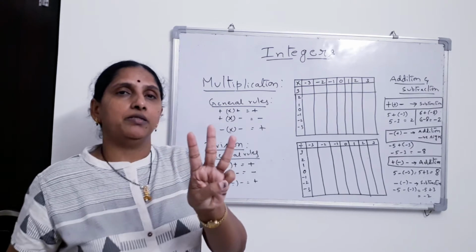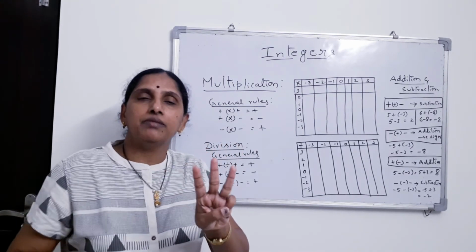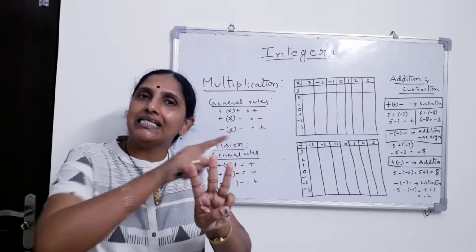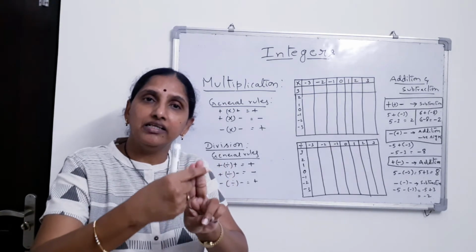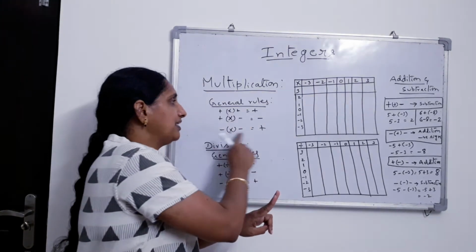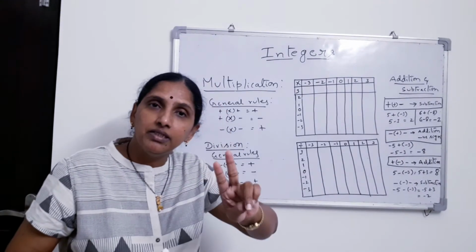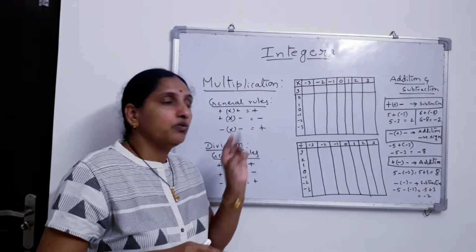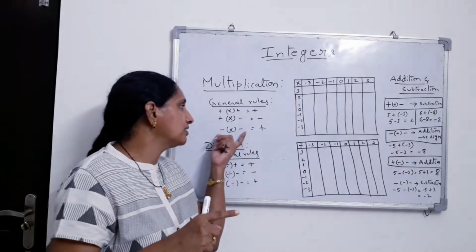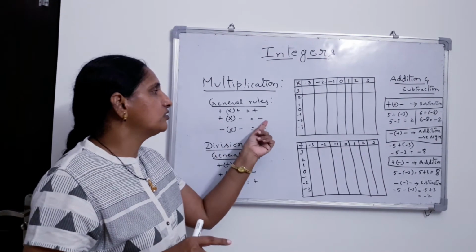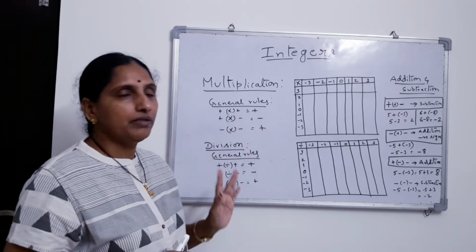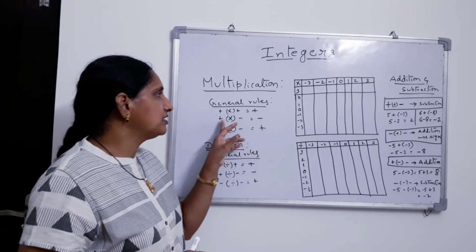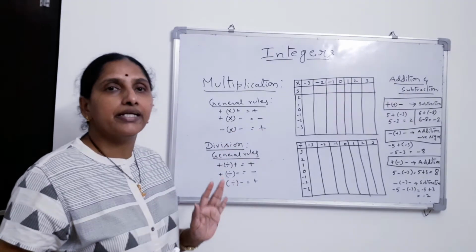Suppose three numbers are multiplied. See, if one is negative, then the product is negative. If two are negative, then the product is going to be positive. That is from the next general rule. When two numbers are multiplied where both are negative, then the result is going to be positive. So minus into minus, you will get plus. Plus into minus, you will get minus. Plus into plus, you will get plus. That means when both signs are the same, you are going to get positive. When the signs are opposite, you are going to get negative.